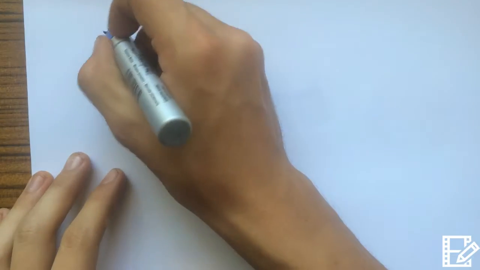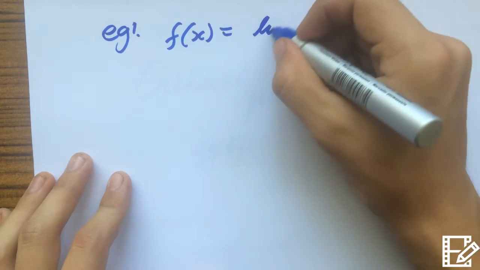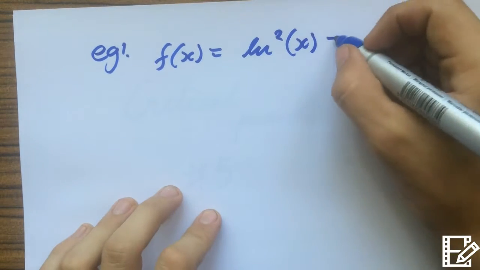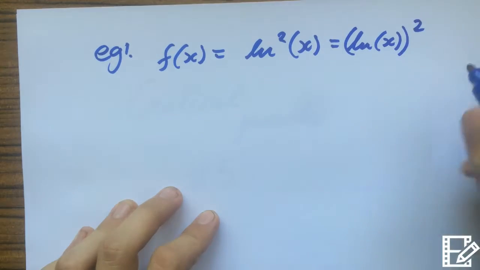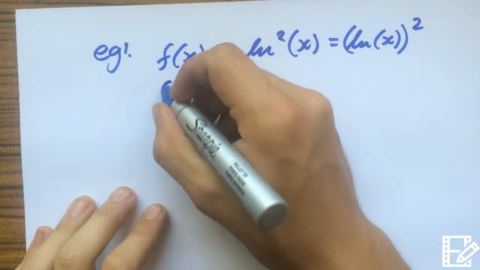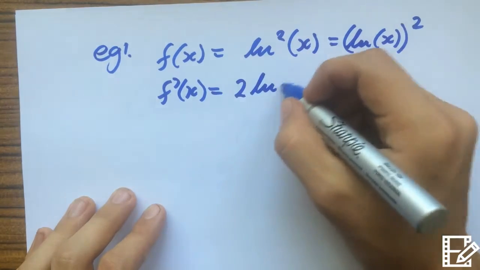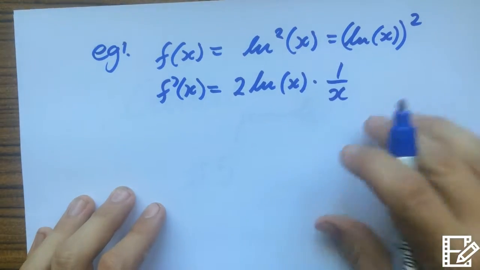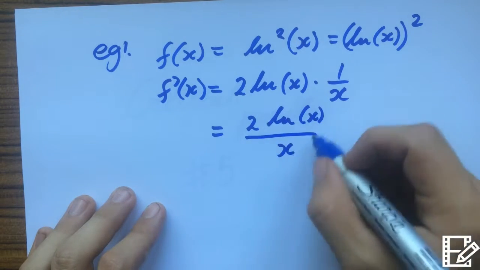So let's say example 1, the function equals natural log squared x. Keep in mind that this is just another way of writing natural log x and then squaring it all. Okay, so now we're going to find the derivative. Well, you bring the 2 down, the inside the same, then you multiply by the derivative of the inside. Derivative of ln of x is 1 on x. That equals 2 ln x on x.